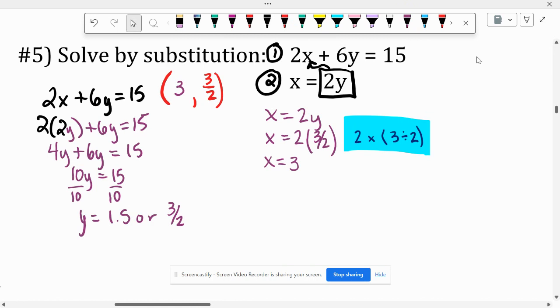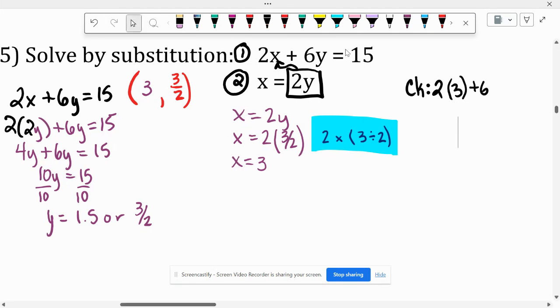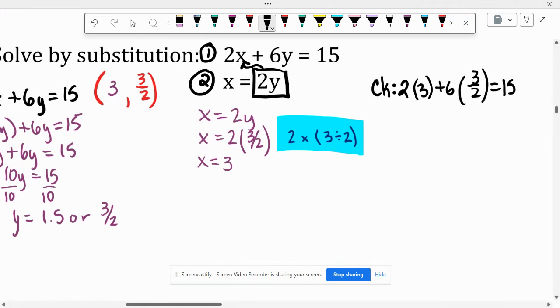No, we have to do the checks. So check. 2 times x, which is 3, plus 6 times y, which is 3/2, equals 15. So 2 times 3 is 6, plus 6 times 3/2, well, that's 18/2, which is 9, equals 15. And I think that 15 does, in fact, equal 15.